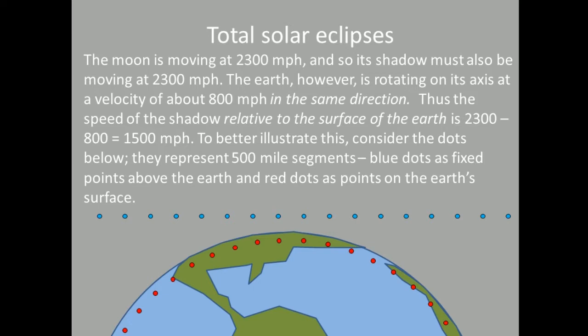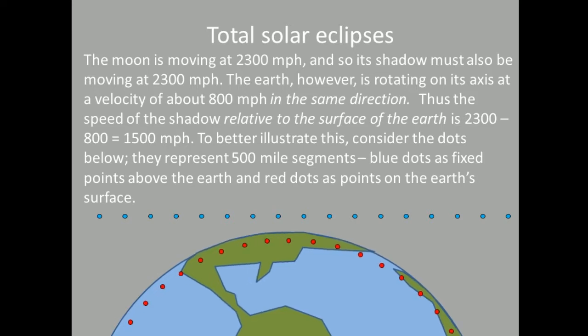To better illustrate this, consider the dots below. They represent 500-mile segments, blue dots as fixed points above the Earth, and red dots as points on the Earth's surface.